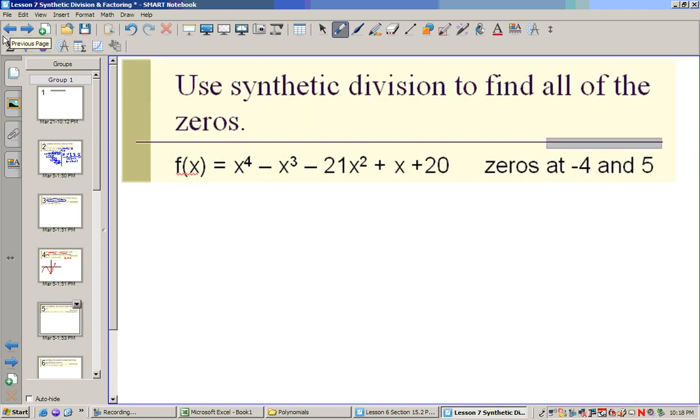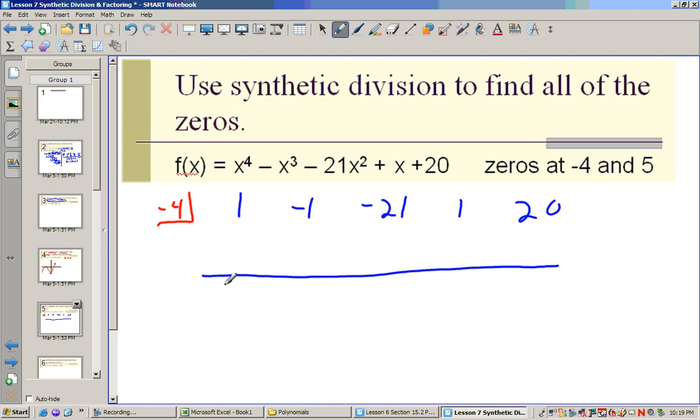Alright, now use synthetic division to find all the zeros in this situation. Well, we have a zero at negative 4, so let's start there. So first I want to divide this out. Oh, I'm writing the whole thing out. All I need is my coefficients. So 1, negative 1, negative 21, 1, and 20. Now when I drop this down, that'd be 1. 1 times negative 4 is negative 4. This would be negative 5. That would be 20.